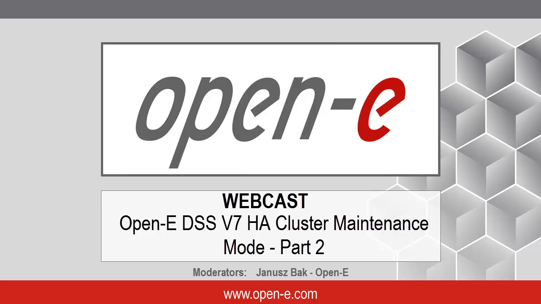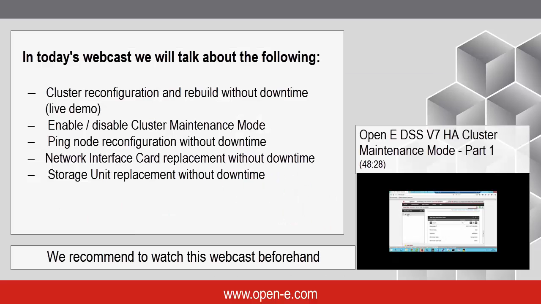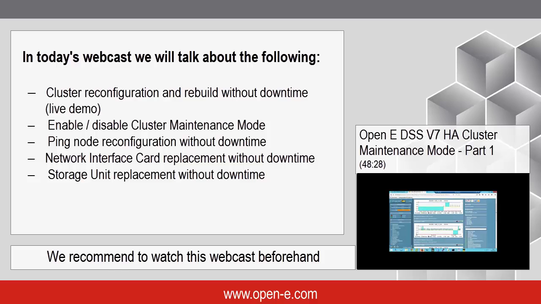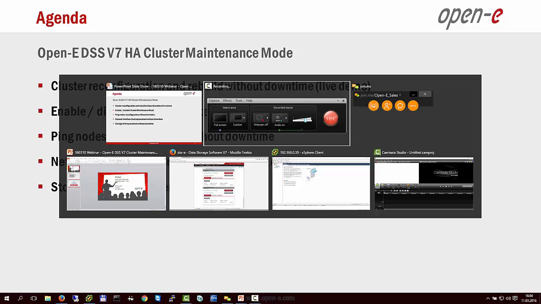Today we are going to show a few small things, or maybe some bigger things. Just enable and disable cluster maintenance mode, of course. We will show how to, let's say, reconfigure the ping node, a very easy thing. We will show how to reconfigure or replace a card while in production, so without downtime. And we are also going to delete one storage unit in production and replace it. So let's start. I will just switch to our environment.